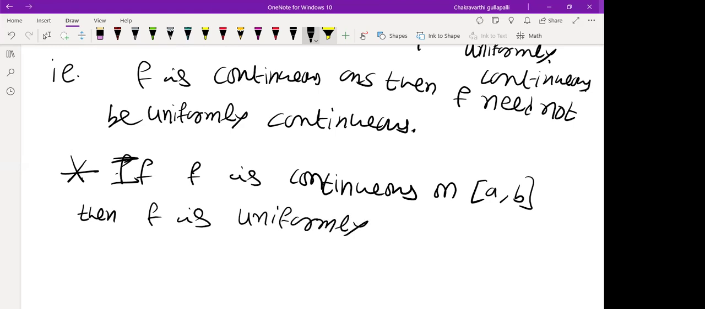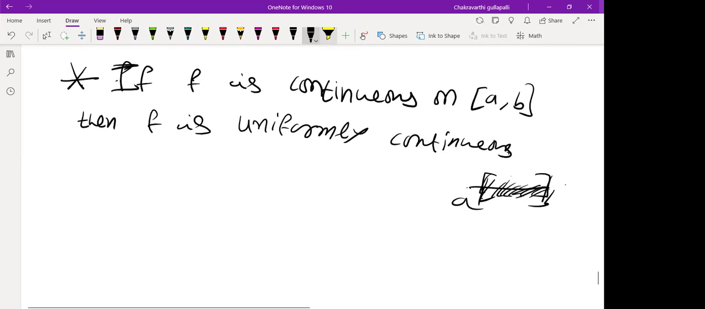When do we say it is continuous on a closed interval? Yesterday we have seen. If it is right continuous at a, that is RHL equal to f(a), continuous at every point in between a and b, and LHL equal to f(b), that is f is right continuous at a, left continuous at b, and continuous at every point in between, then we say it is uniformly continuous.